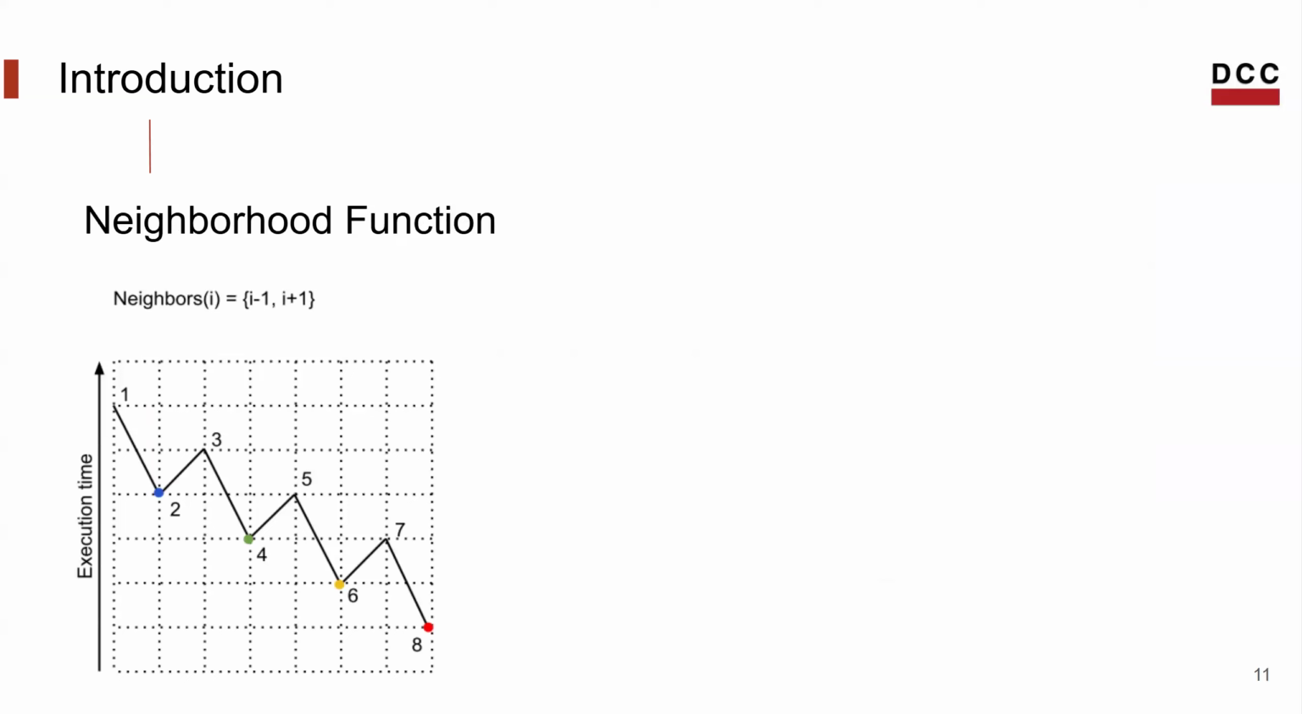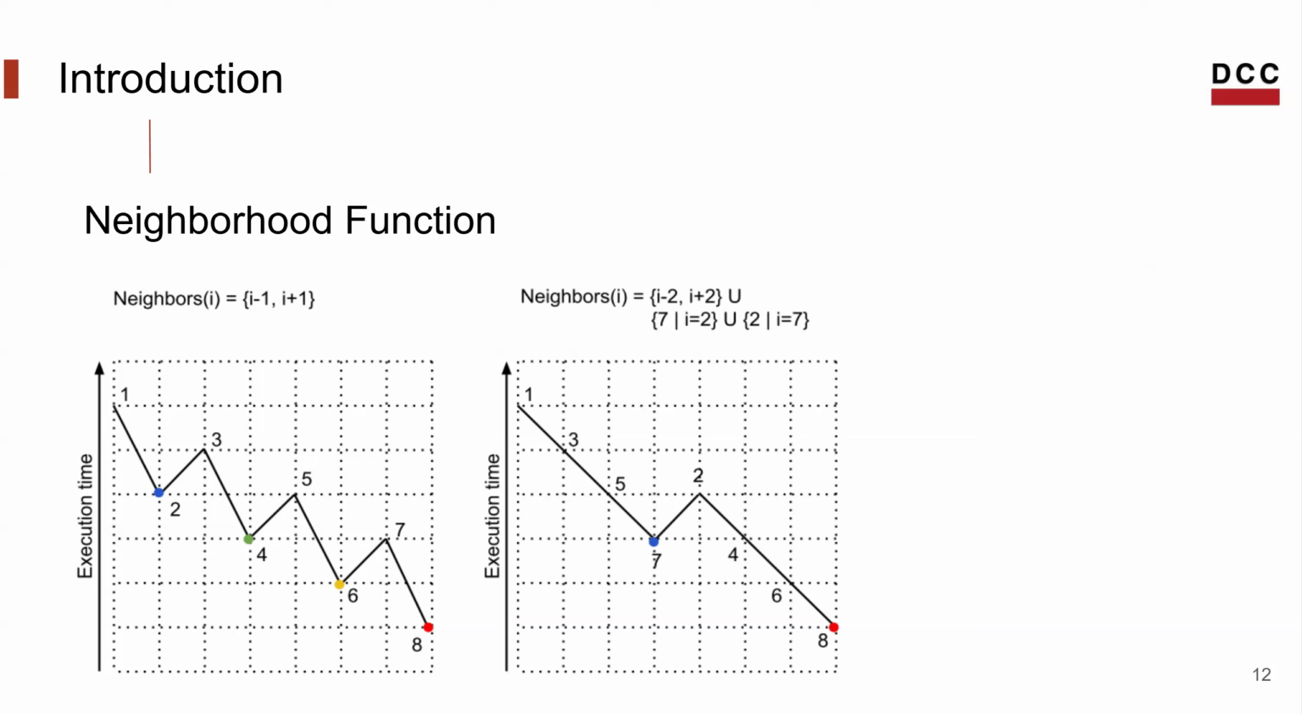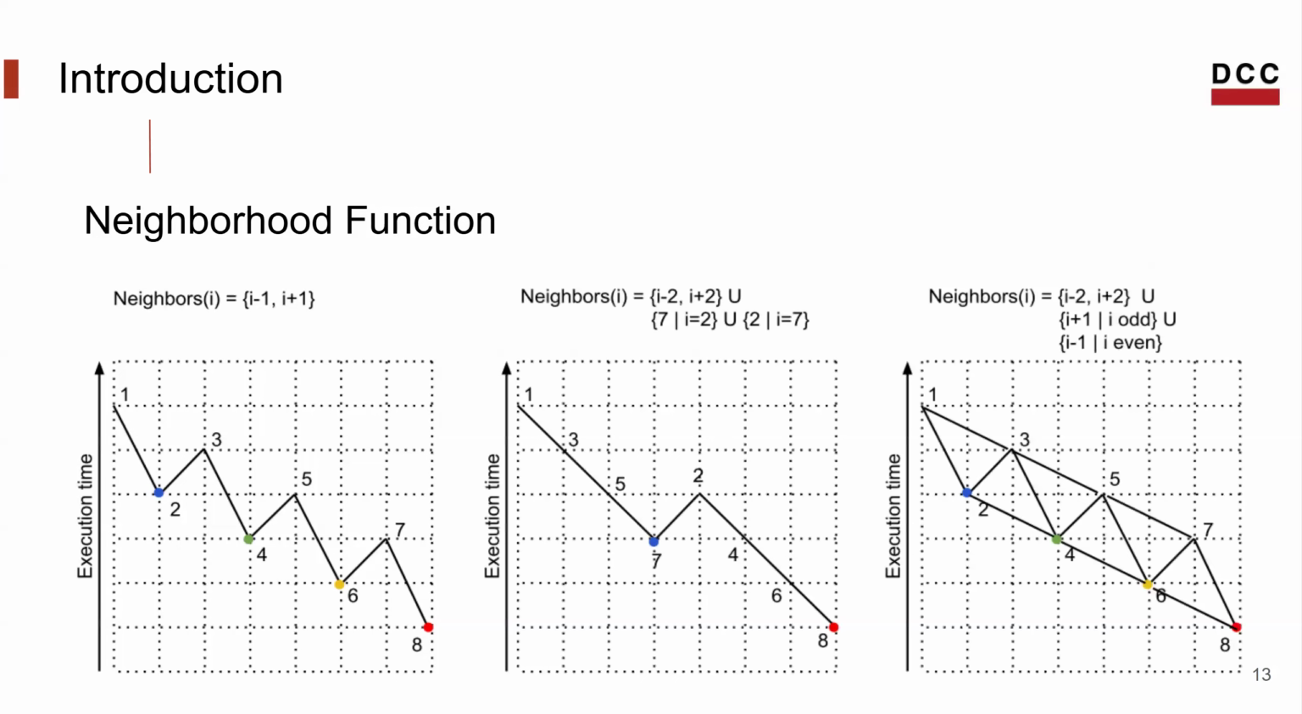Thus, a search space can be defined by the same set of kernels, but different neighborhood functions. For example, in this figure, we have three local minima, the points 2, 4, and 6, and one global minima, the point 8. While the second one has only one local minima and one global minima. And the last one, we only have one global minima. So depending on which neighborhood function we use, the problem of finding a global minima may become easier to solve.